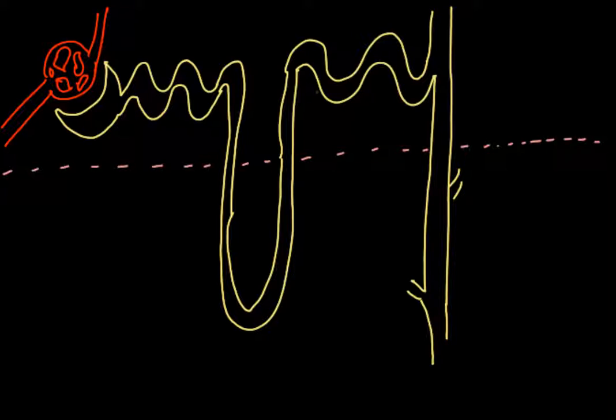So here is a really rough drawing of a nephron, and this dotted line here is the border between the cortex, so the cortex is up here, and the medulla down here. So let's start with the beginning of the filtration process, which is this blood. Blood is brought to the nephron by the afferent arteriole. And what happens is it enters this ball of capillaries, this little tuft called the glomerulus.